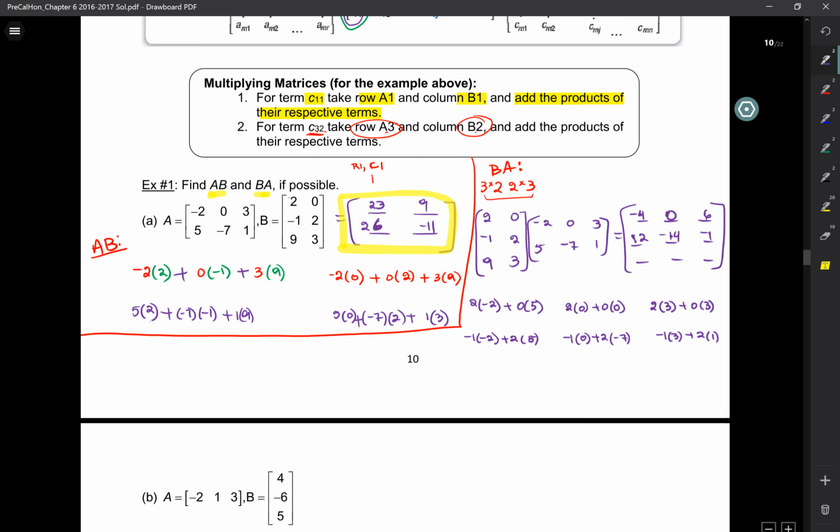All right, now, last row, column 1. 9 times negative 2 plus 3 times 5. That's negative 18 plus 15 is negative 3. All right, the next one. It's 9 times 0 plus 3 times negative 7, so negative 21. And finally, 9 times 3 plus 3 times 1, 30.